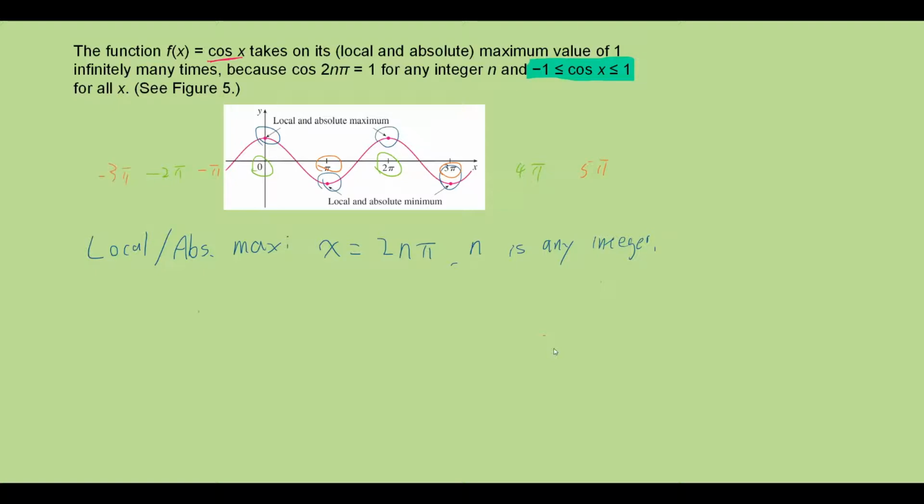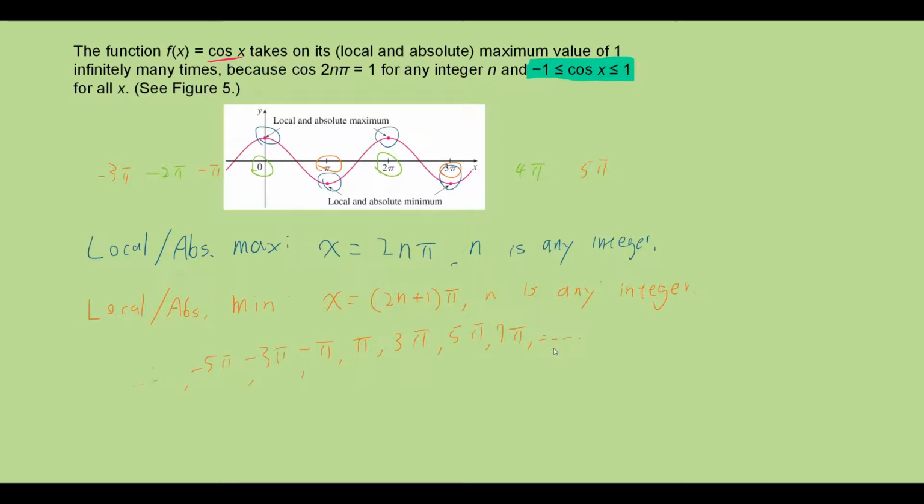-3 pi. Okay, so we can conclude that the local and absolute min for the cosine function are going to happen at x equal to (2n plus 1) pi, where n is any integer. And I'll talk about what the 2n plus 1 is saying. When n is equal to 0, we get pi. When n is 1, we get 3 pi. Then as you move on, you get 5 pi, 7 pi, and so on. Now you can also make n equal to -1, so I will get -pi, -3 pi, -5 pi, and so on.